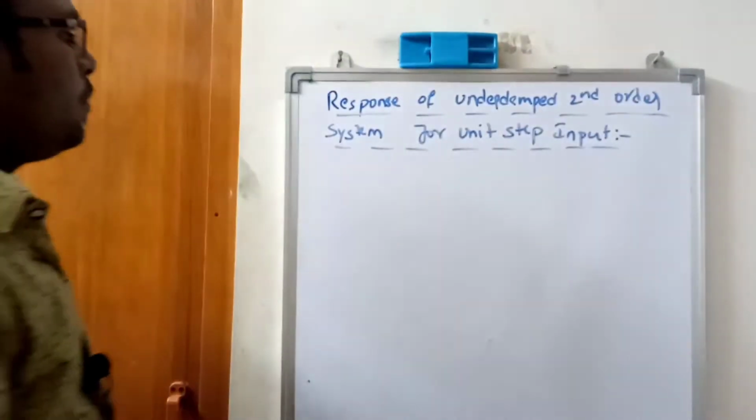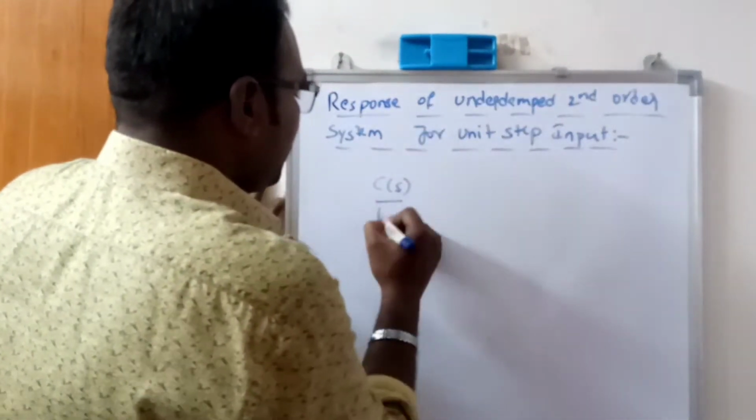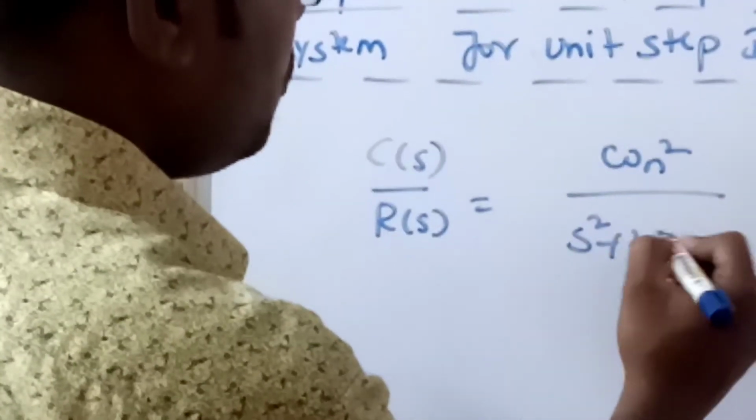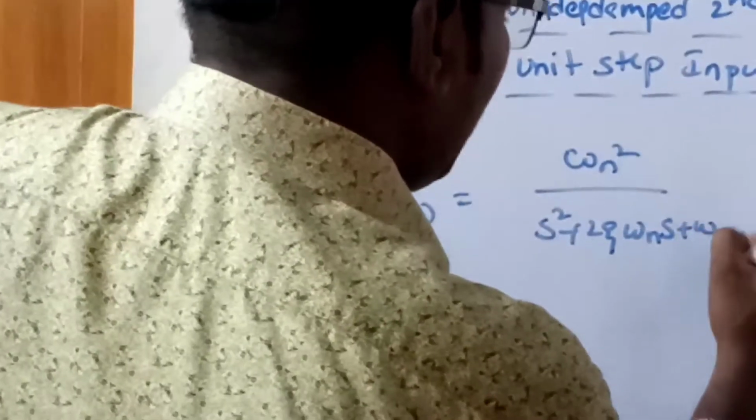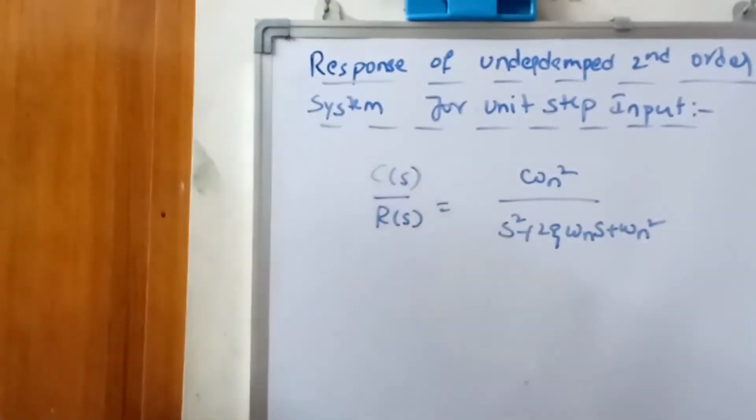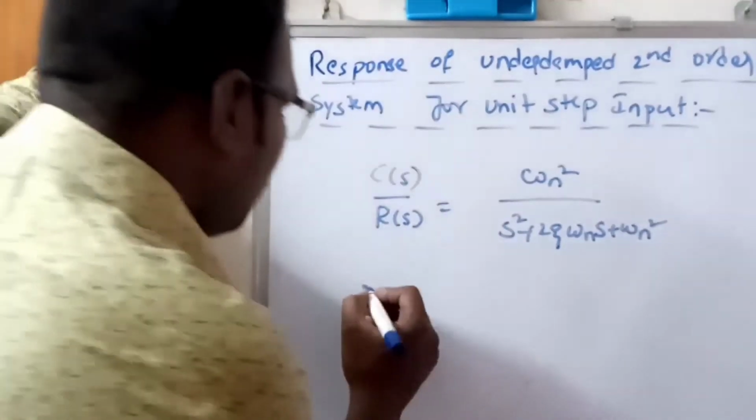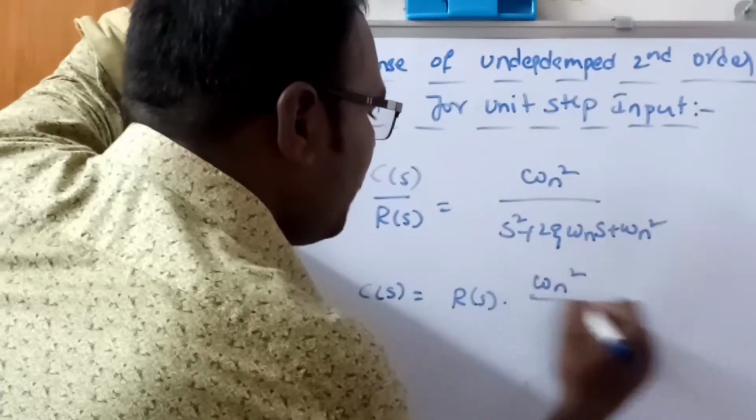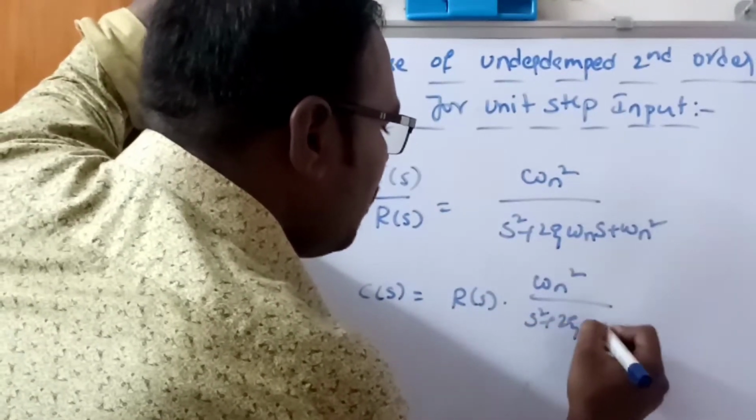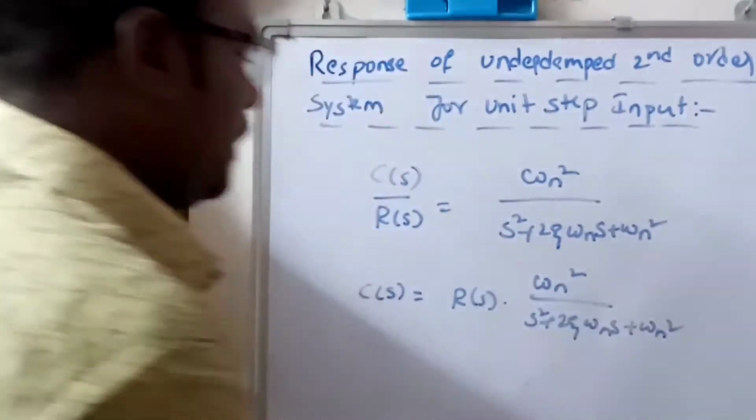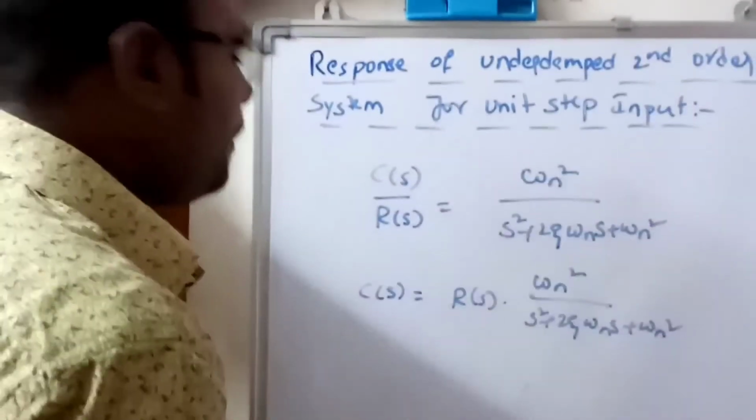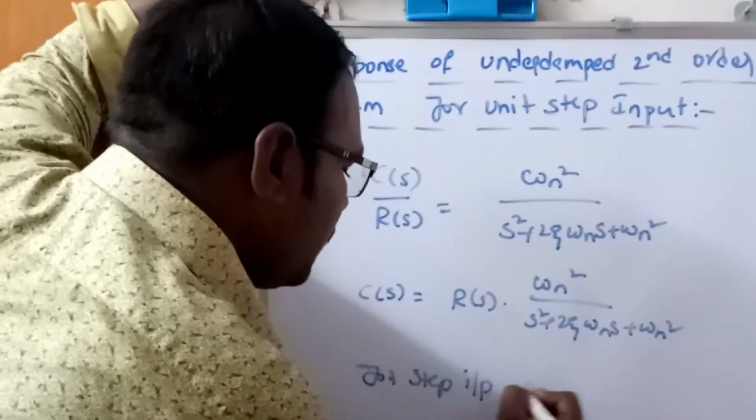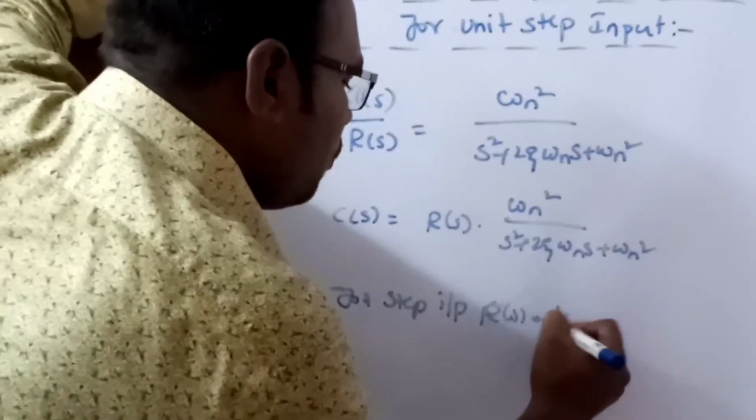Generally, we know the standard transfer function C of s by R of s is equal to omega n square by s square plus 2 zeta omega n s plus omega n square. This is the second order standard transfer function, and from this we are going to find the response. So C of s is equal to R of s into omega n square by s square plus 2 zeta omega n s plus omega n square. Here we are applying a step input, so for step input, R of s is equal to 1 by s.